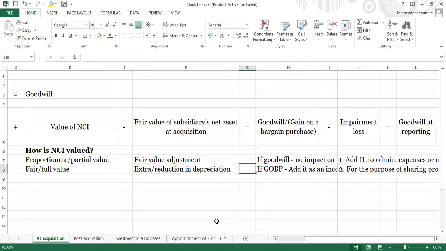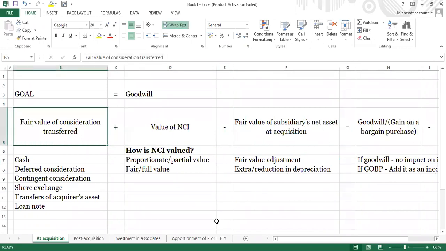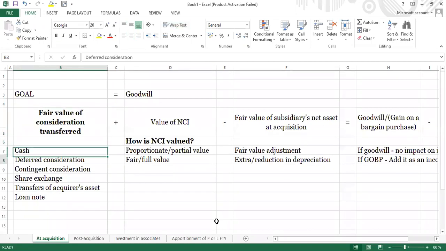And this is just an overview of how to deal with each of these ingredients on the date of acquisition. So let's take it from the onset again. We'll take a deeper dive into each of them. First, fair value of consideration transferred. Fair value of consideration transferred can come in any of these forms: cash, contingent consideration, deferred consideration, share exchange, transfers of acquirer's assets, and loan note.